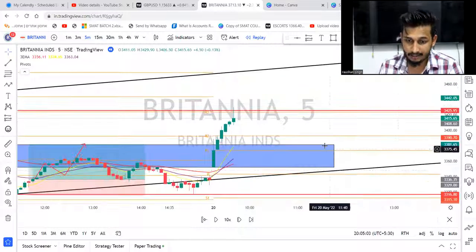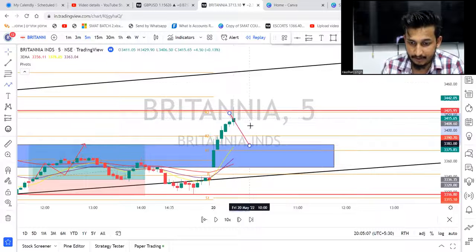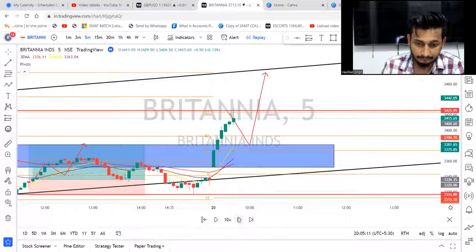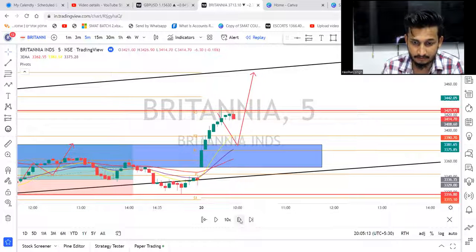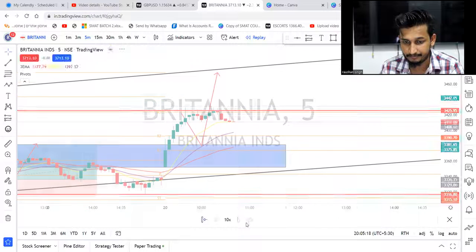Now, right now everything is in my favor. The market will come down, and if it starts going upside, the next target I'll plan up to this level. So if that is happening, we'll wait for it. Otherwise, the market will go in range, so I'll avoid it for the day.